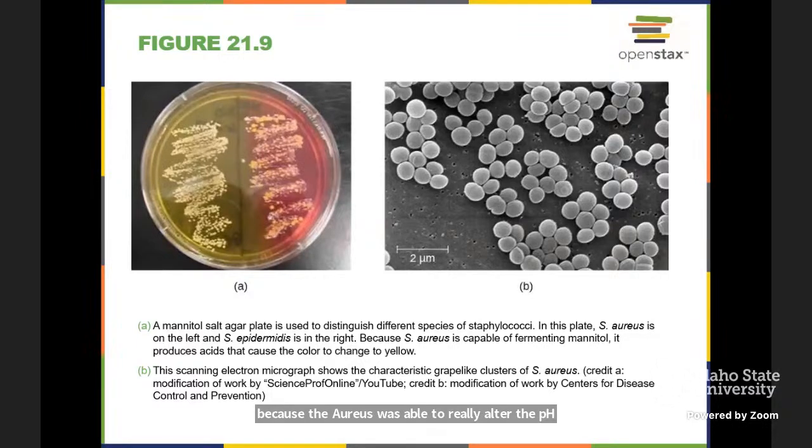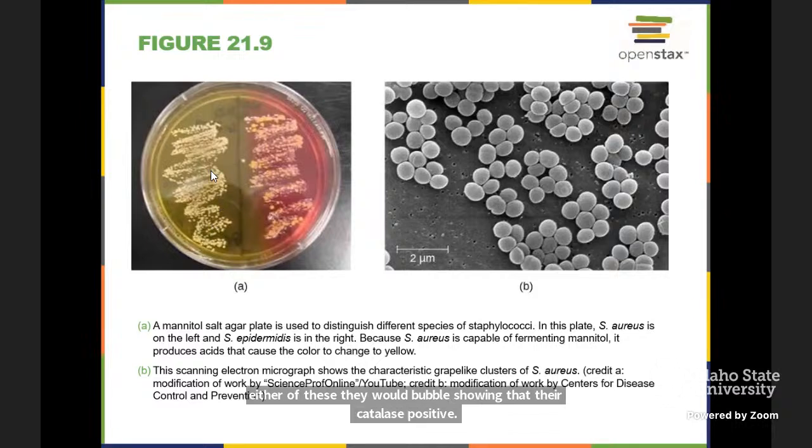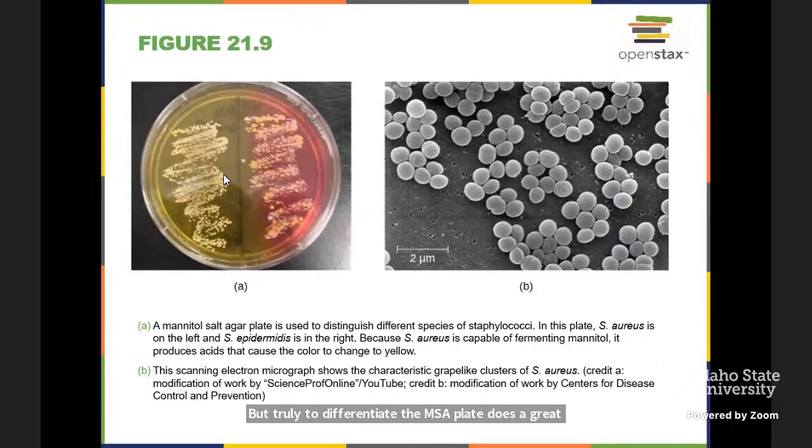All right. So growing them side by side like we have here is okay, but you don't want to grow them for extended periods of time because then you might wind up with something that doesn't make sense. As we see here, it's already moving over into it. Both of these, you probably did some biochemical tests with the staph. If you put a drop of peroxide on either of these, they would bubble, showing that they're catalase positive. But truly, to differentiate, the MSA plate does a great job of showing the difference between these two.